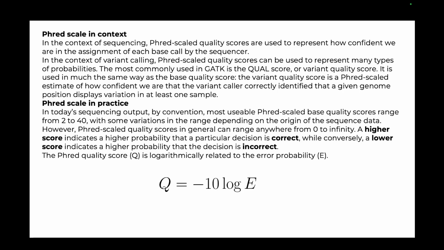You can also have a quality score in terms of variant calling, when you're using variant calling software and identifying different types of variants in your genome. You can use these Phred quality scores to represent these different probabilities.